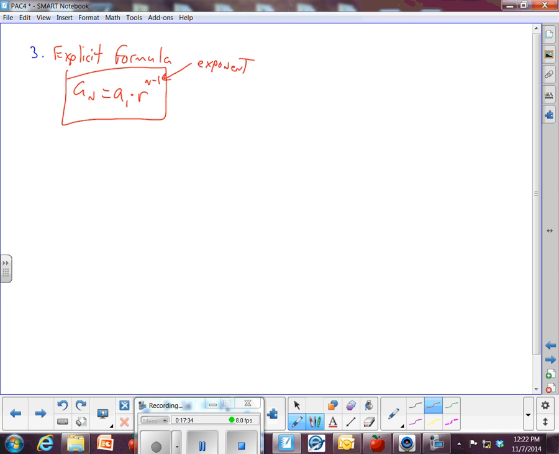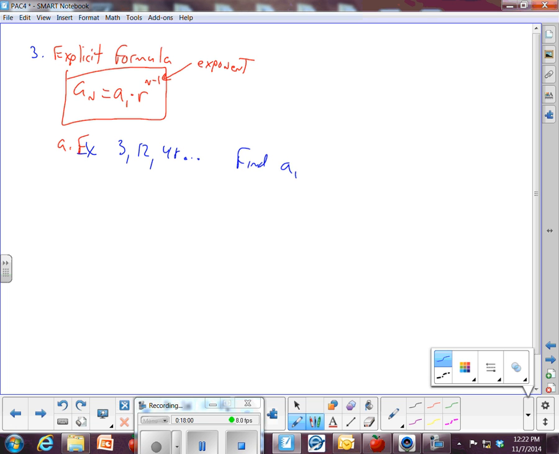Okay, so let's see how this works. Let's do an example here. That should be blue. Come on, blue. So for example, let's suppose we had the sequence 3, 12, 48, dot dot dot. Let's find a sub 10.